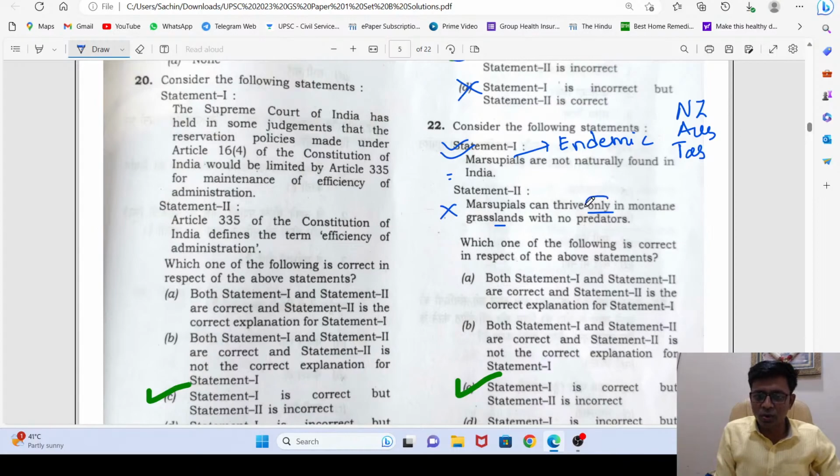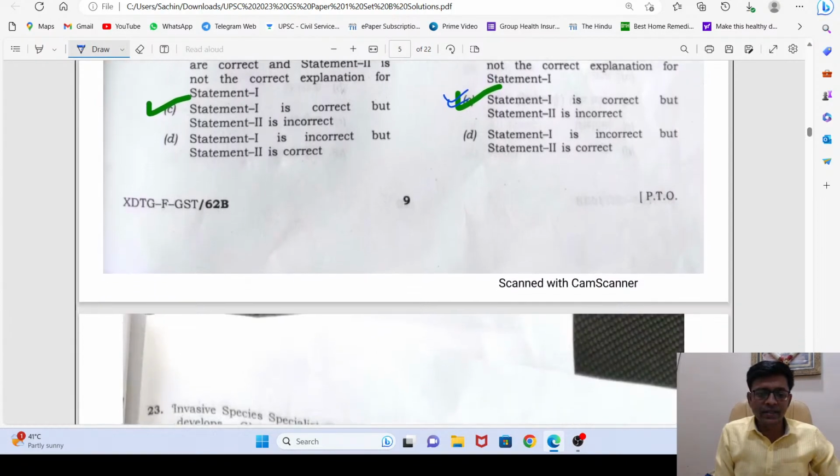And one more thing, only is an extreme statement. So second is incorrect, first is correct. Your answer is C again. Statement 1 is correct, but statement 2 is incorrect. Okay, we are going ahead.